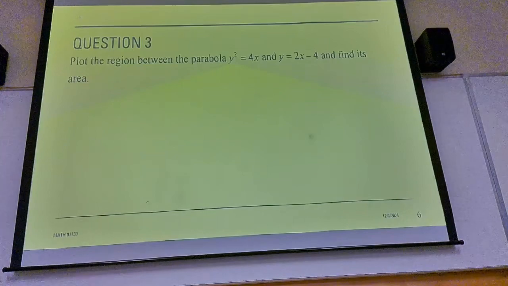Why can't you? It's in terms of y. It's going to be a parabola on its side. If you just do y equals square root of 4x, it's not a parabola, is it? You gave me half of it.